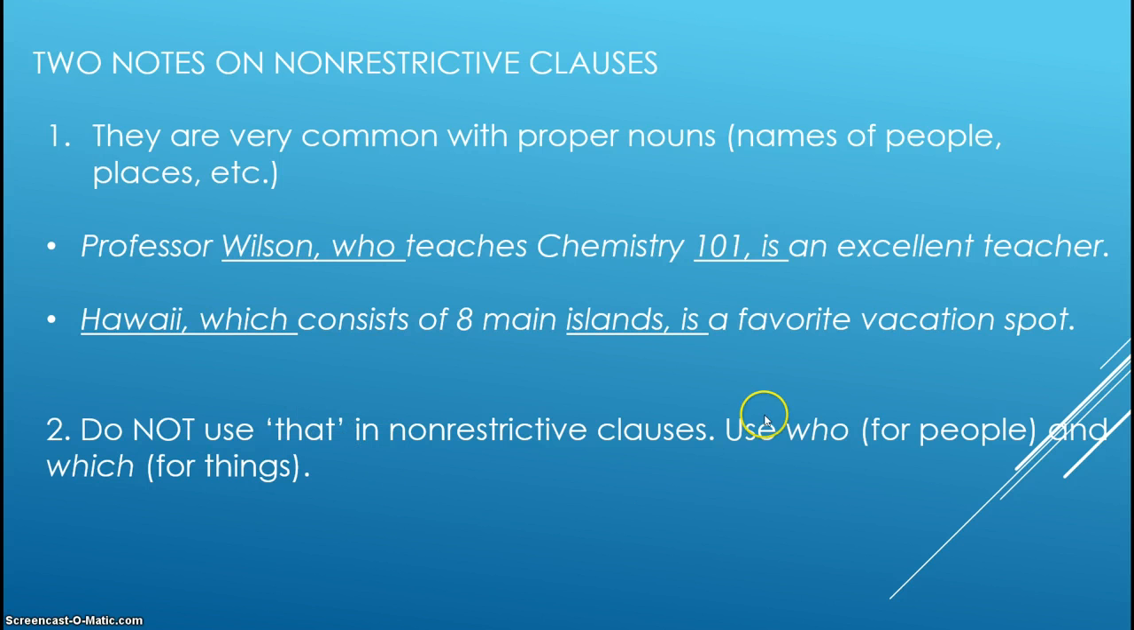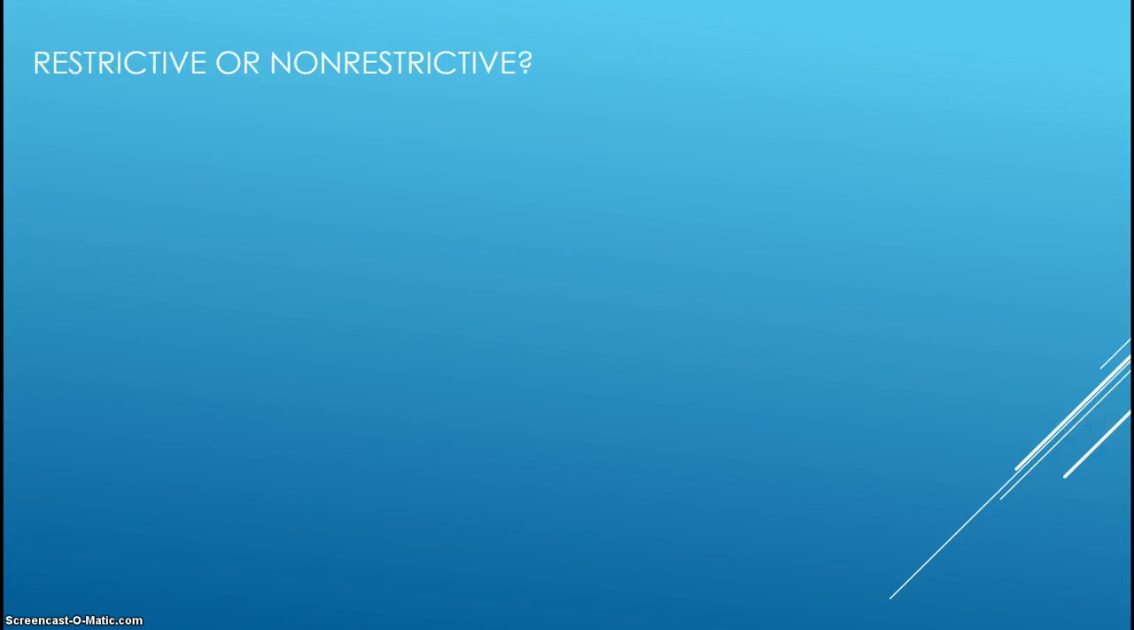If you're talking about a person, you have to use who. If you're talking about things, you have to use which. And that's it. And you'll see from our examples here, that's what we did. Professor Wilson, that's a person who teaches Chemistry 101. I cannot say Professor Wilson, that teaches Chemistry 101, is an excellent teacher. It's just considered wrong for the grammar. That's got to be who, that's got to be which, because they're in the non-restrictive clause. All right, keep that in mind, especially as you take the test, of course.